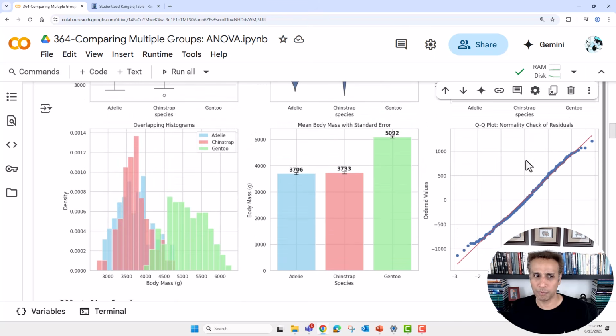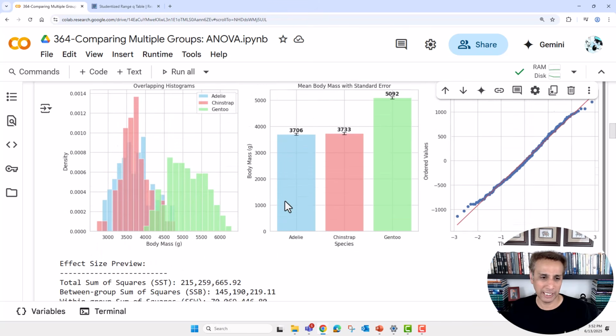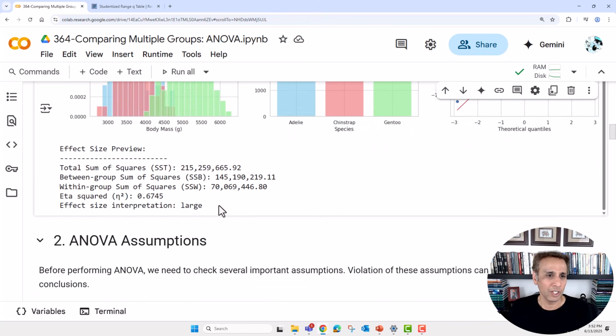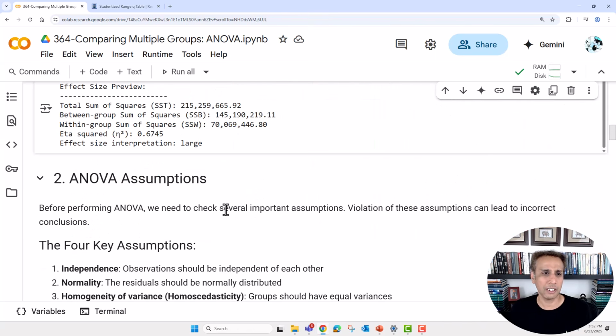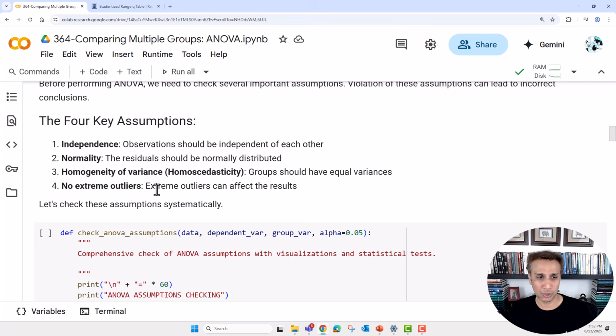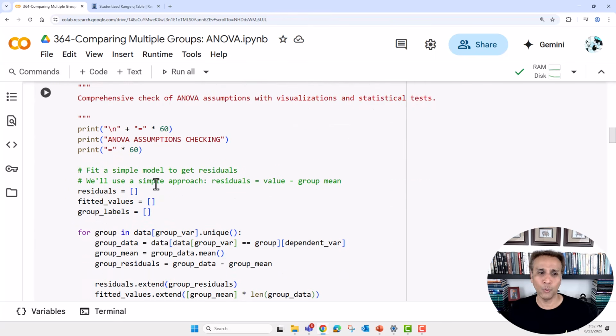This one looks almost normally distributed, but again, we'll check. Total sum of squares. Okay, so that's it. Now let's go ahead and look at ANOVA assumptions. Do the assumptions hold good? And we know what those are, right?